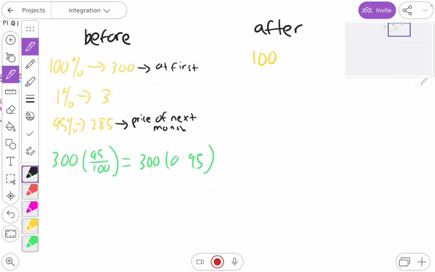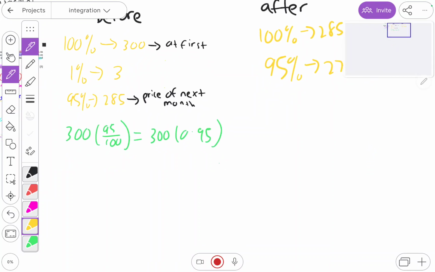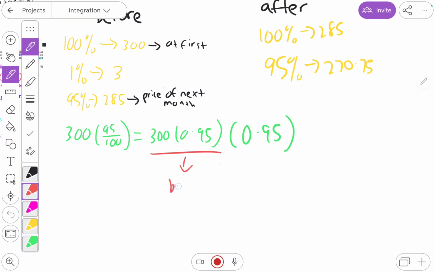So after that, you know that 100% is 285. Now again, it reduced by 5%, right? 95%, which is what? Let me press in the calculator. This will be 270.75. Okay, so do you notice that you will times another 0.95 again because this is the before, okay? So after that, and this is this whole thing here.